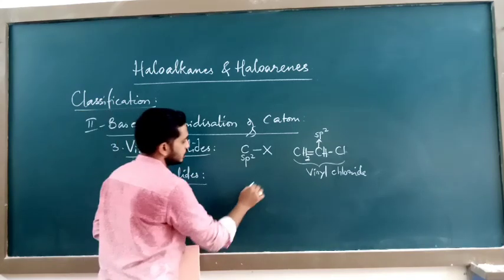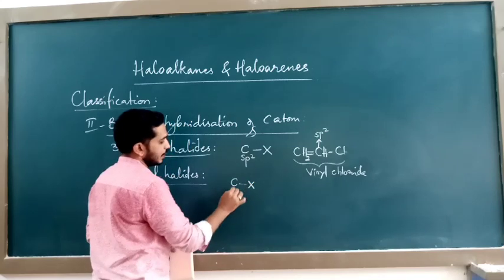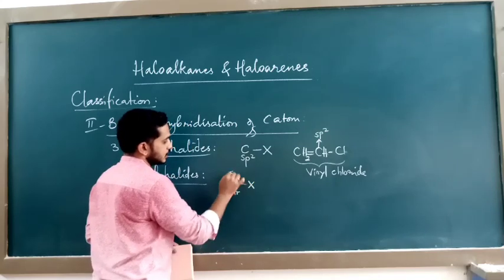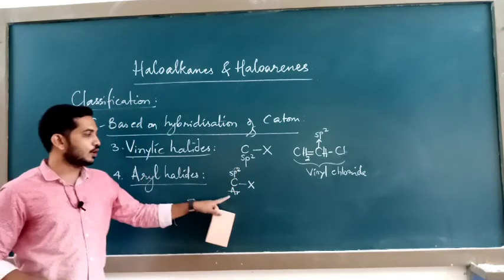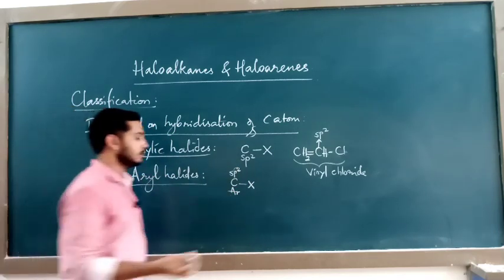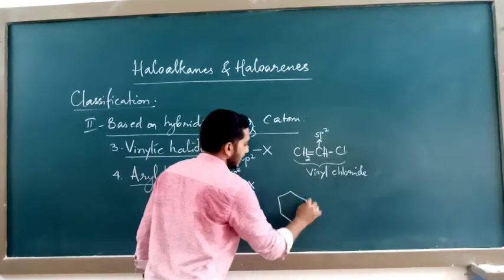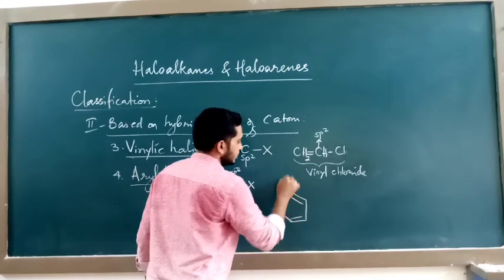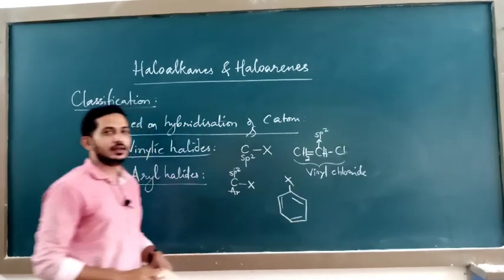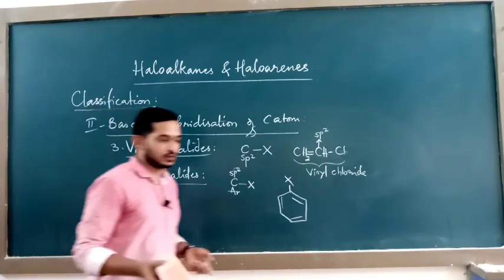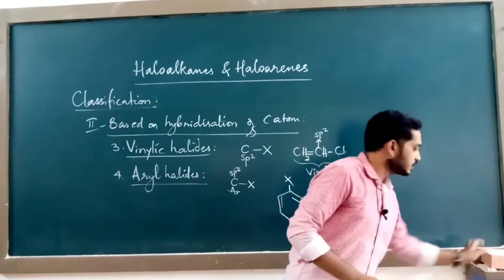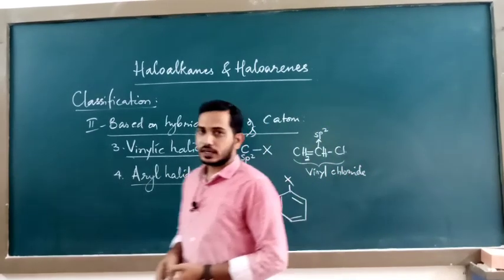Aryl halides are those in which halogen is attached to a carbon which is sp2 hybridized, and the carbon should belong to an aromatic ring. In simpler words, a halogen attached directly to a benzene ring is an example of aryl halides. Understood? So let us revise the classification of haloalkanes.